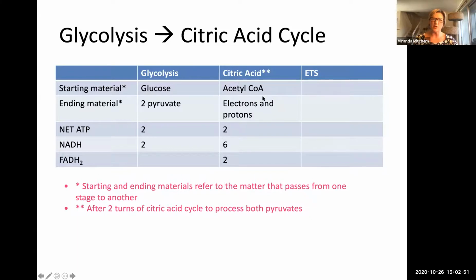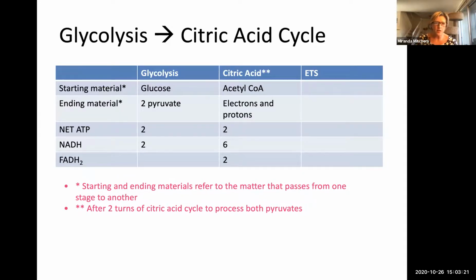The ending material that is relevant for the next stage are those electrons and protons that are loaded on the reduced carriers. We do produce a net production of 2 ATP, 6 NADHs, and 2 FADH2s through the citric acid cycle when we turn it twice, 1 for each molecule of acetyl-CoA or oxidized pyruvate.